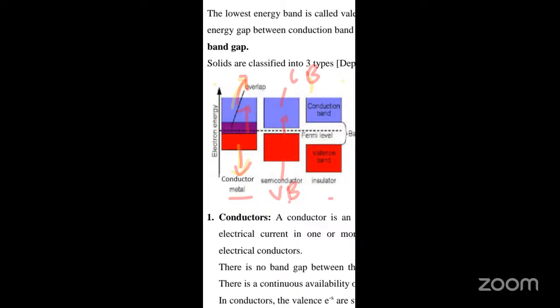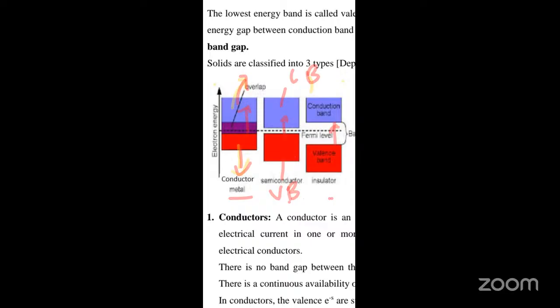Then coming to the last one, the gap between the conduction band and the valence band is very high. Due to the very high band gap energy, the electrons cannot be promoted from the valence band to the conduction band. There is no promotion of electrons, hence they are called insulators.